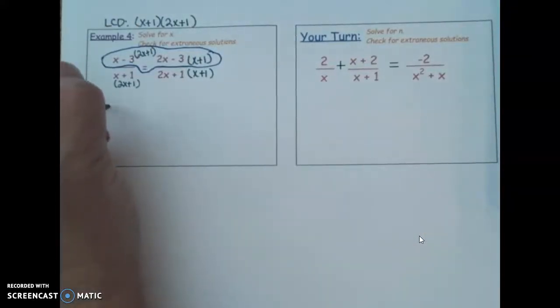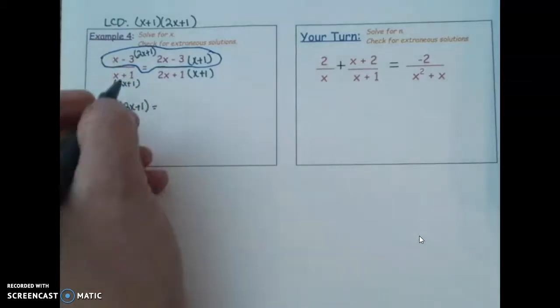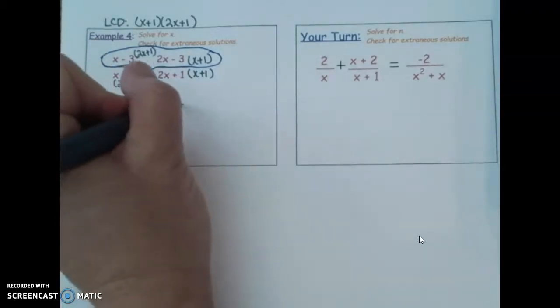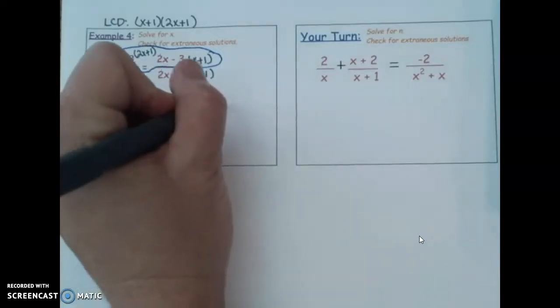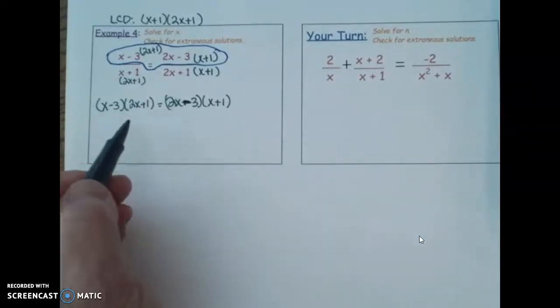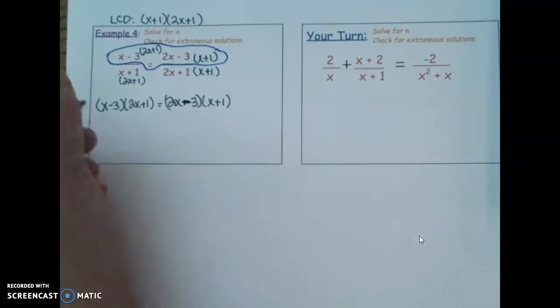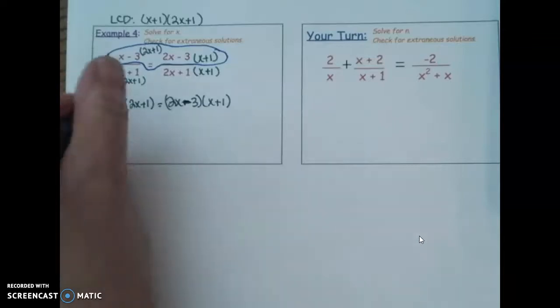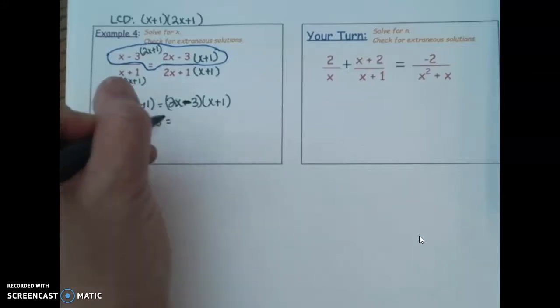So on the left we have x minus 3 times 2x plus 1 equals, and then on the right we have 2x minus 3, sorry guys, times x plus 1. So whether you box, FOIL, distribute, we need to multiply both sides out. So I'm going to distribute, so we'll have x times 2x is 2x squared. And then x times 1 is x. Then negative 3 times 2x is negative 6x, and then negative 3 times 1 is negative 3.